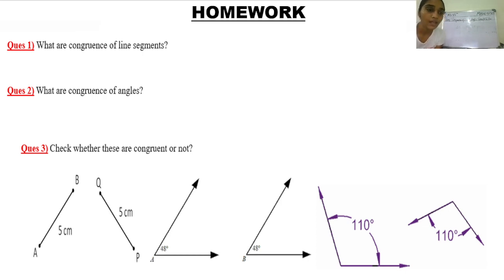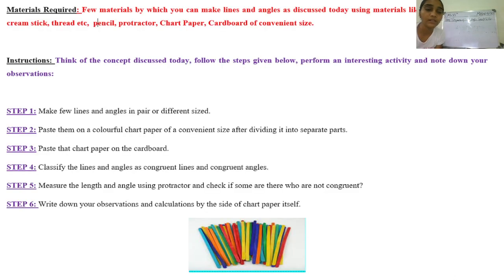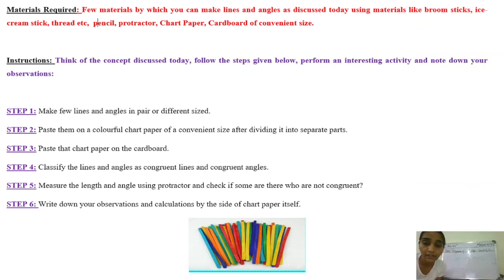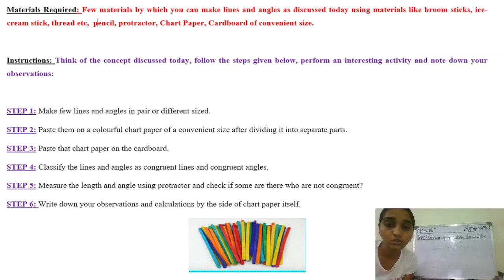Okay. And one activity, students, which we have to perform is you have to follow a few of these steps in order to make a few lines and line segments. And what you will do, you will classify the lines and line segments in pairs as congruent or not. Okay, you can take different sizes or the same size and measure the length and the angle using the protractor by making some angles and lines, and check if they are congruent or not. Okay. And basically you have to write down your observations and calculations by the side of the chart paper itself, on which you will paste those lines and angles.